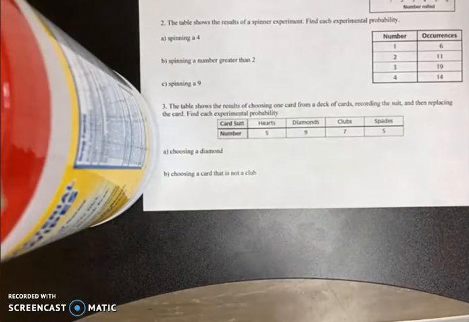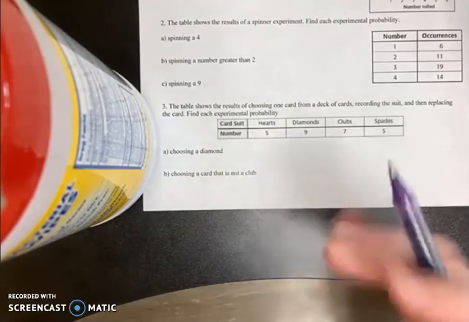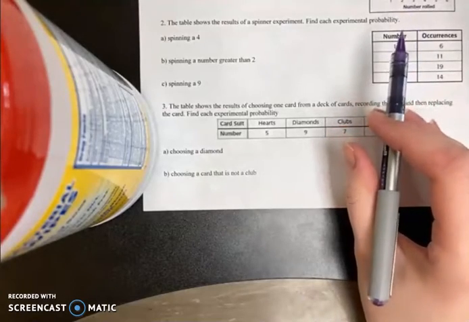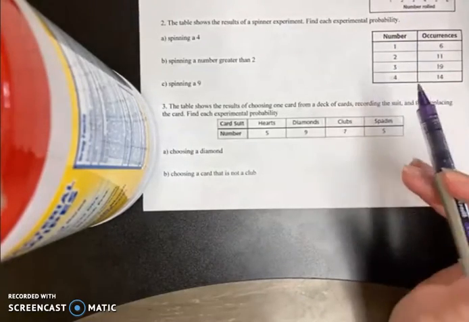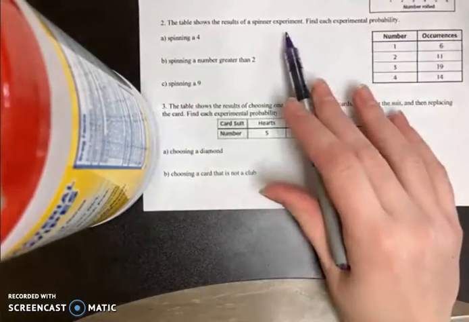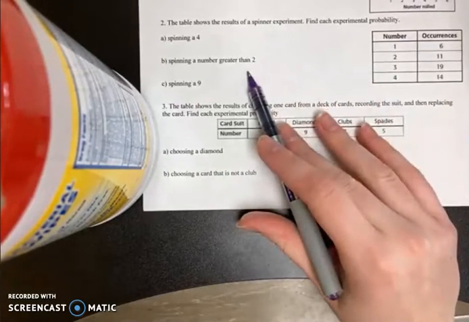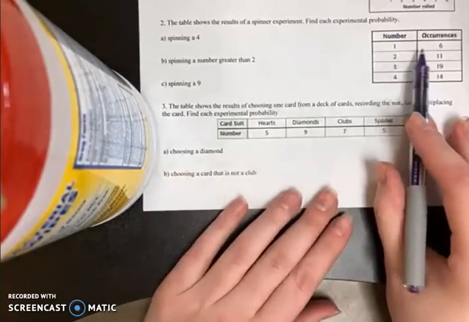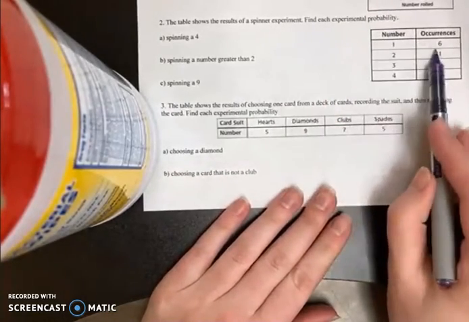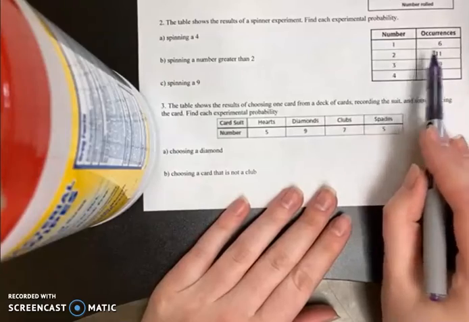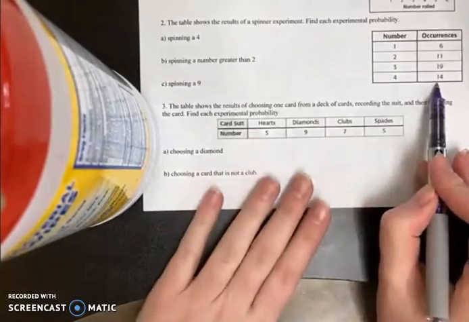Continuing with the experimental probability, now instead of having a bar graph like what we did in example 1, we have a table. And in this table, it shows the results of a spinner experiment, and you want to find each experimental probability. So reading the table, that means with it being a spinner, it's landed on number 1 6 times, number 2 11 times, number 3 19 times, and number 4 14 times.